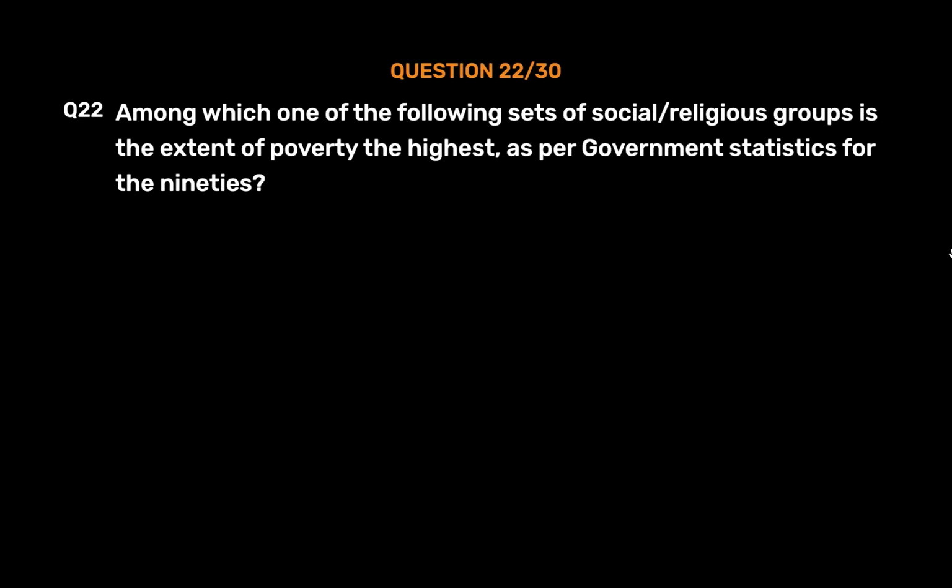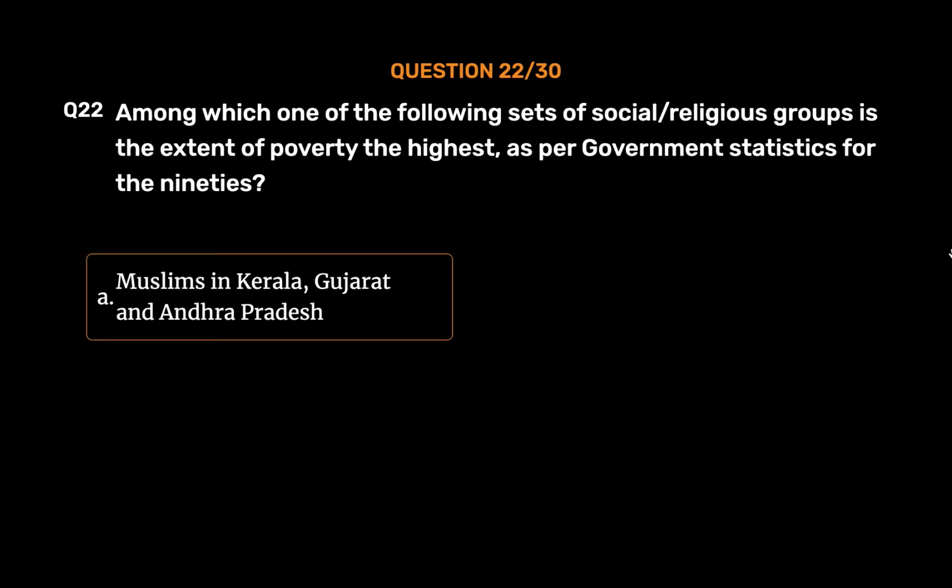Question number 22. Among which one of the following sets of social/religious groups is the extent of poverty the highest, as per government statistics for the 90s? Option A.